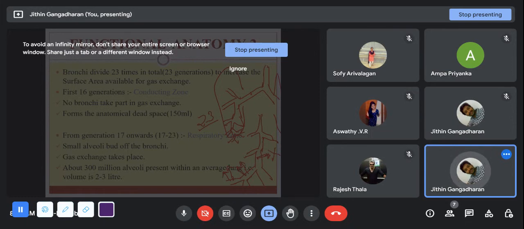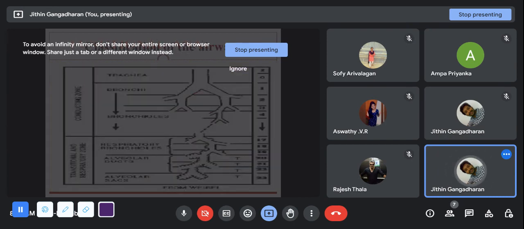Now, what happens in the clinical condition is that due to any COPD, any bronchitis, or any obstruction, even after the 17th generation, the air won't be able to pass like this. That condition is known as physiological dead space. Clear? Fine. Okay, this is that condition.